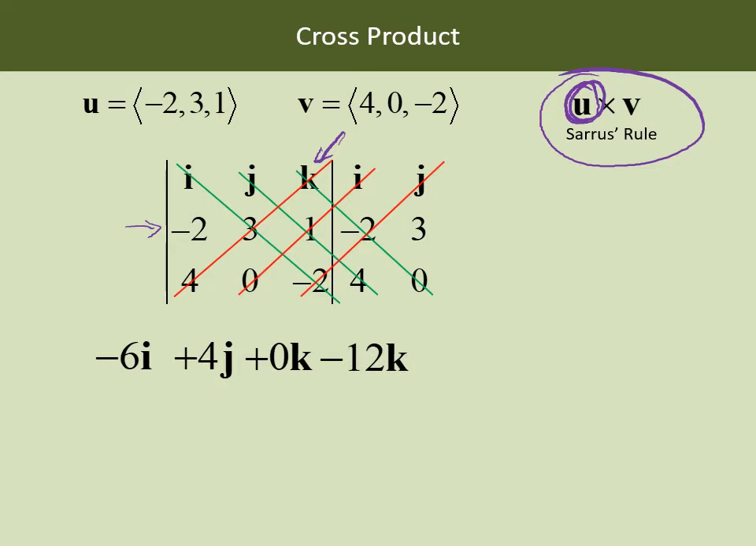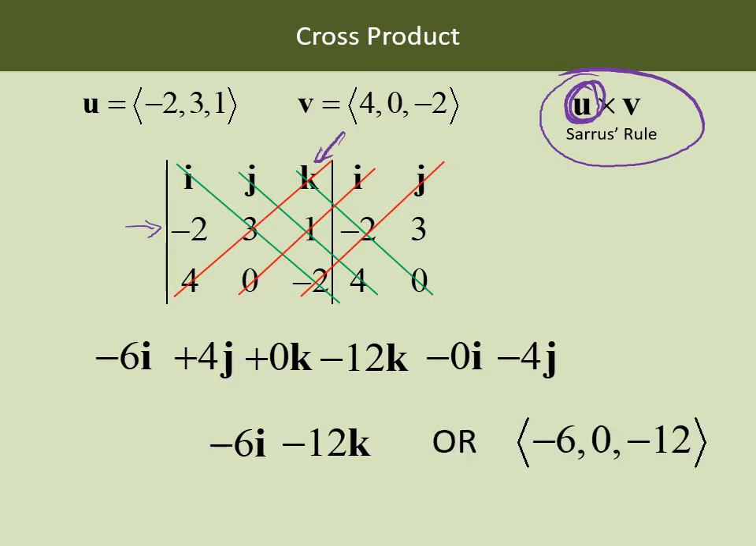And then i times 1 times 0, well, you can't go wrong, whether it's positive or negative, on 0. j times negative 2 times negative 2 is 4j, but again, we want the opposite of that. And then we just simply combine like terms, and we can write that in our component form if necessary.